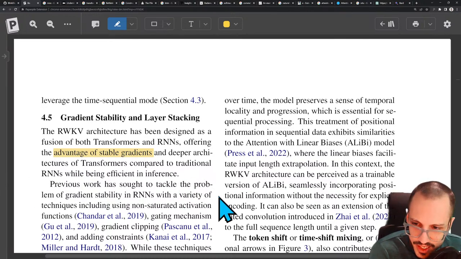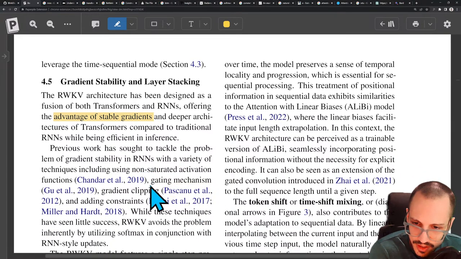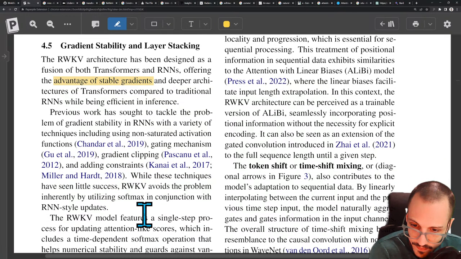Previous work has sought to tackle the problem of gradient stability with a variety of techniques, including non-saturated activation functions, gating mechanism, gradient clipping, and additional constraints. While these techniques have had little success, RWKV avoids the problem inherently by utilizing softmax in conjunction with RNN-style updates.